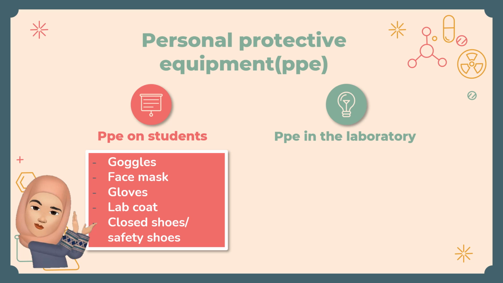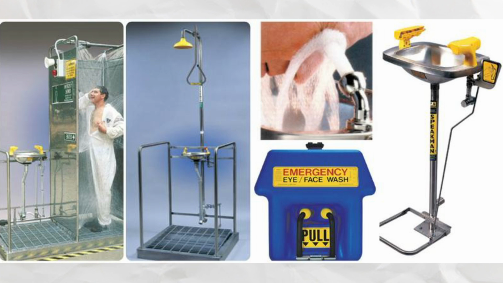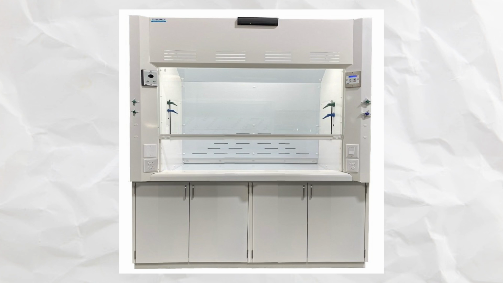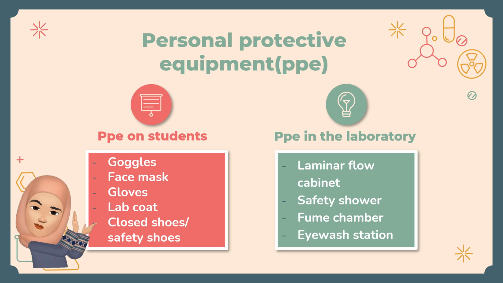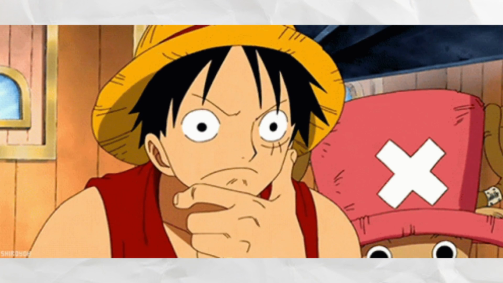Personal protective equipment that is available in the laboratory includes the safety shower, eye wash station, fume chamber, and laminar flow cabinet. Even though there is personal protective equipment in the laboratory, every accident in the laboratory must be reported immediately to the teacher to avoid unwanted things happening in the laboratory.